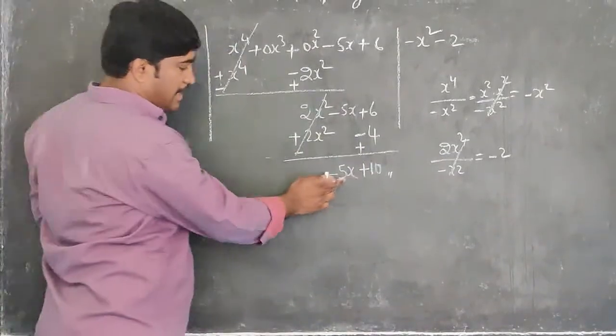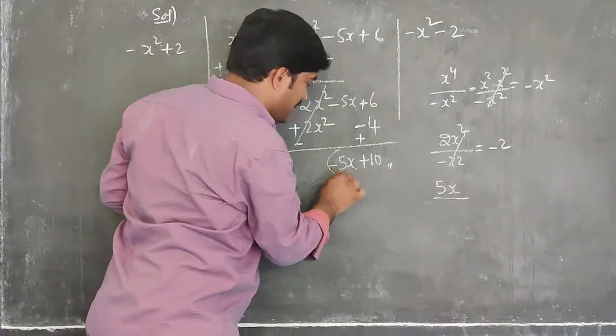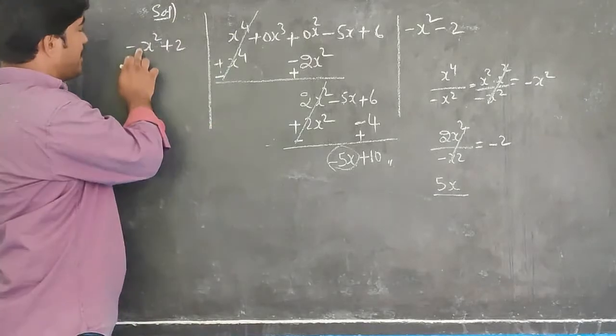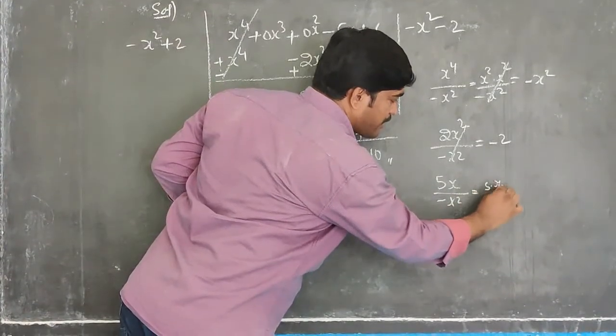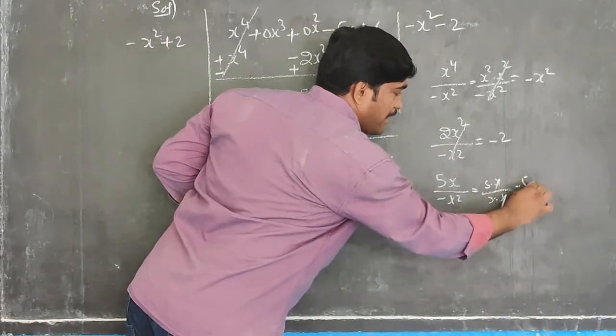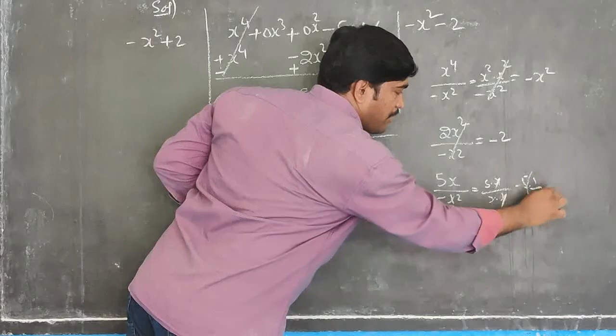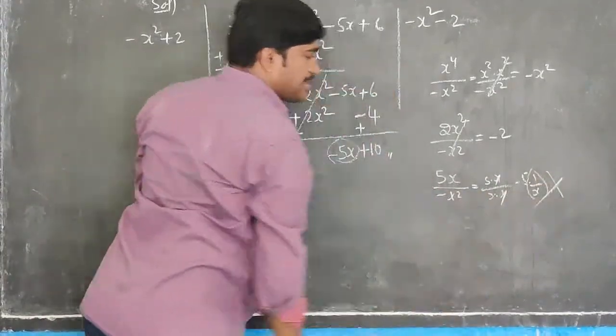Now if I go for this one again, as I explained previously, consider the minus 5x term: can I divide it or not? Just check it out. By minus x square, this is nothing but 5 into x by x into x, so this is minus 5 into 1 by x. Now this 1 by x is not a polynomial. So I will stop here, up to this one.